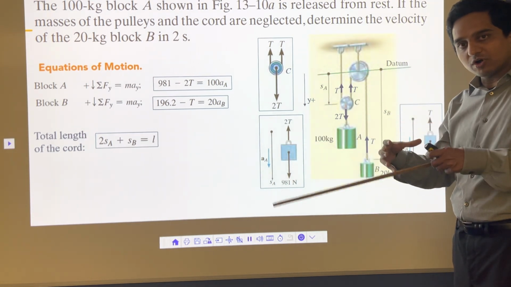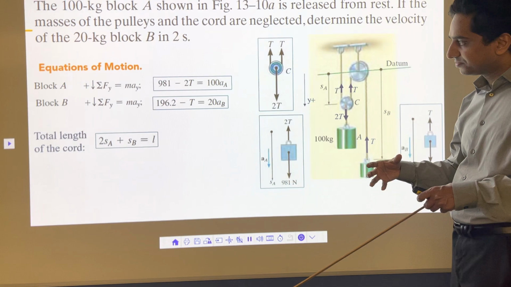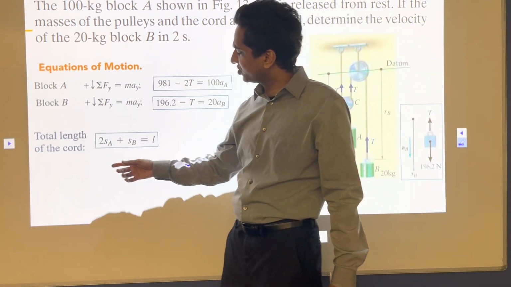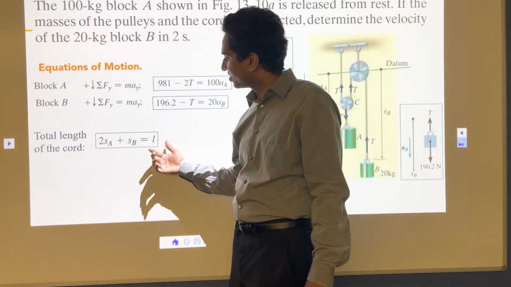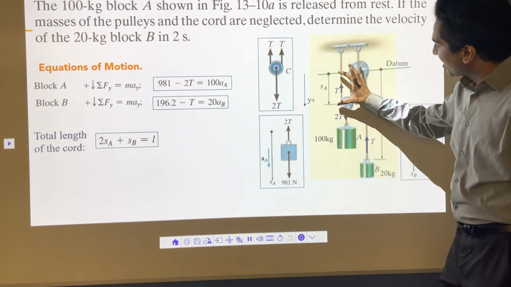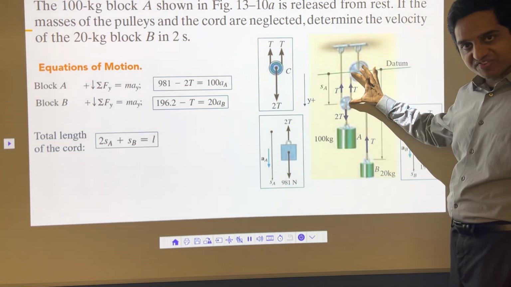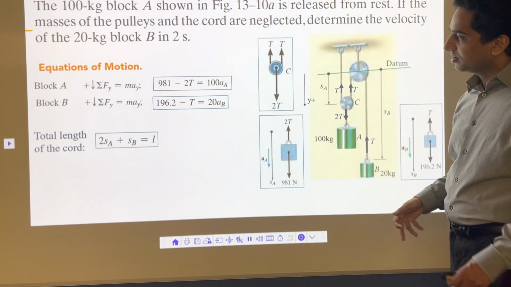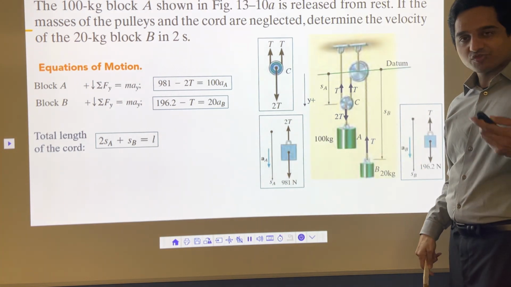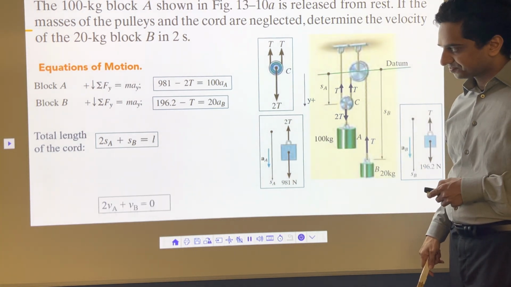So I am going to club that constant together from chapter 12. Then I will get an equation for the entire length. 2SA plus SB is equal to constant length. SA plus SA becomes 2SA plus SB becomes constant length. So that's the process from chapter 12.